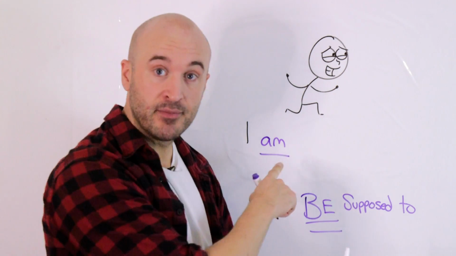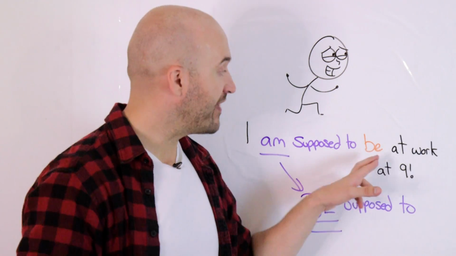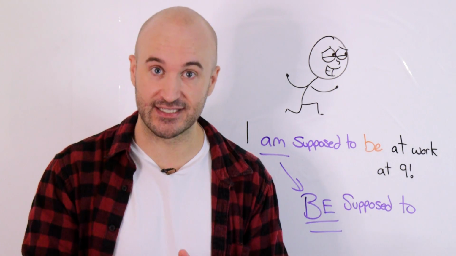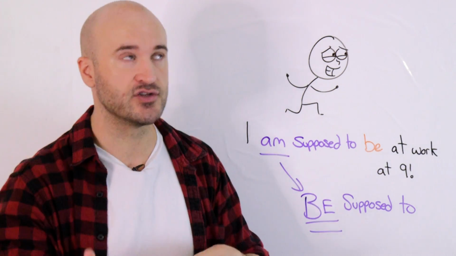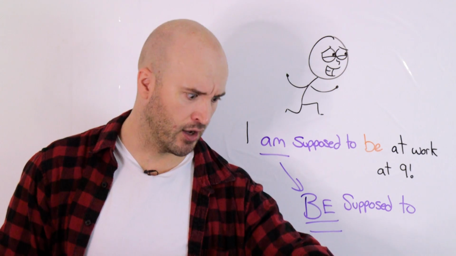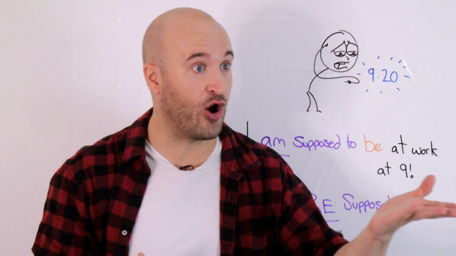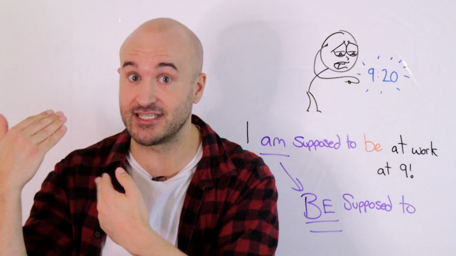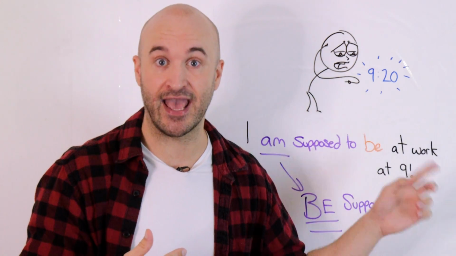I am, because me, supposed to, be at work at 9. That next verb is in the infinitive. I'm supposed to be at work at 9. That is the expectation. So I check my watch. No, 9:20, I'm late. My boss, the office, everyone expected me to be at the office at 9 a.m.